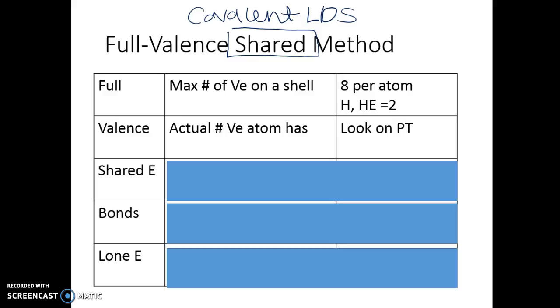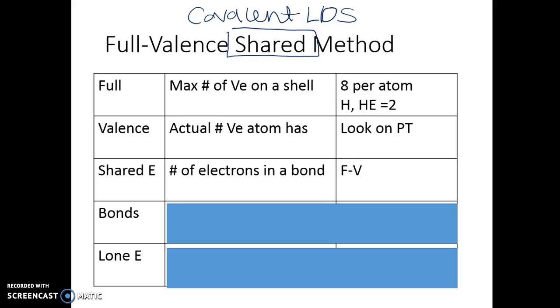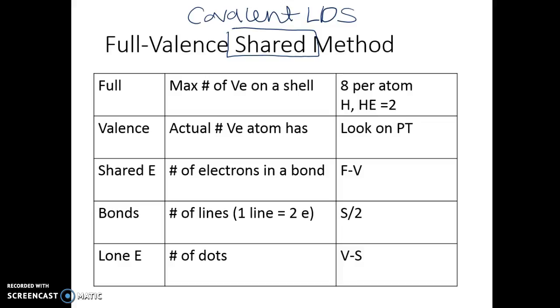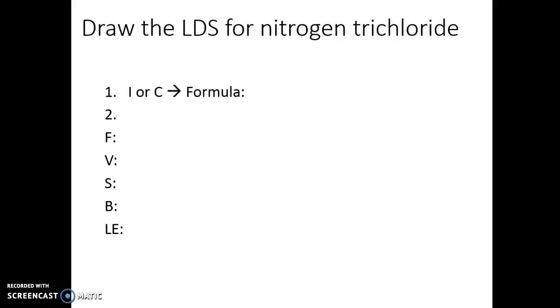For shared electrons, this is how many electrons I need to put in a bond. We're going to take full and subtract it from the valence number we calculate. To figure out how many lines or bonds I need in my image, I'm going to take the shared electrons and divide by 2. Remember that a single line or a bond is holding 2 valence electrons in covalent Lewis dot structures. The last part of our image is going to be the dots, or the lone electrons. And all we're going to do for that is take the valence number minus the shared electron number. So we'll look at an example on your notes handout on the back.